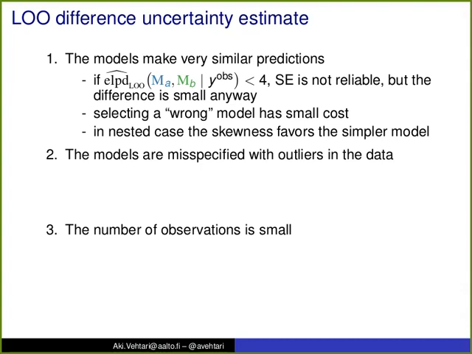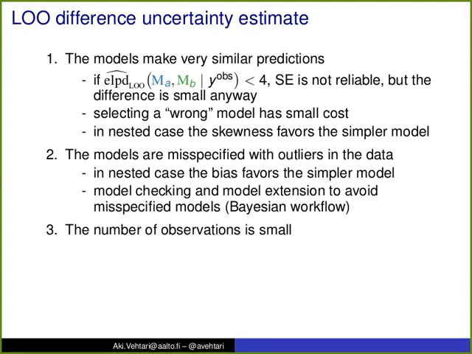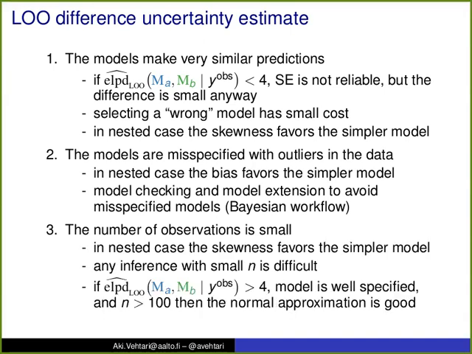Another problematic case is when the models are misspecified with outliers in the data. It seems that in the nested case, the bias favors the simpler model. And then we should anyway use model checking and model extension to avoid misspecified models. This is part of the Bayesian workflow, and we have a separate paper for that too. The third problematic case is when the number of observations is small. Again, it seems that in the nested case, the skewness favors the simpler model. And we know that any inference that makes weak assumptions is difficult with small n.